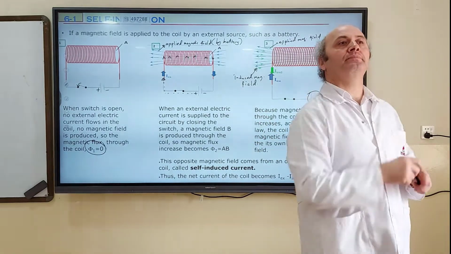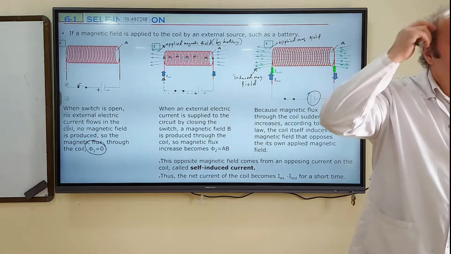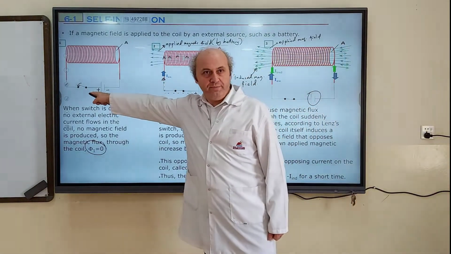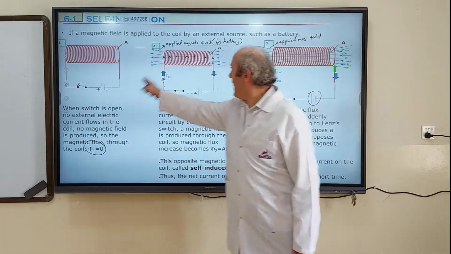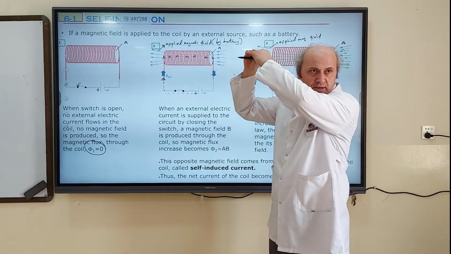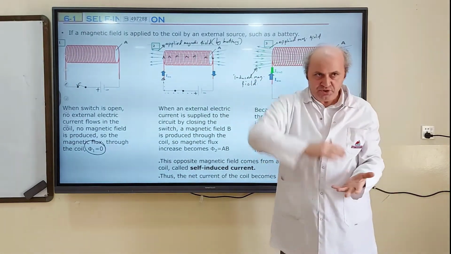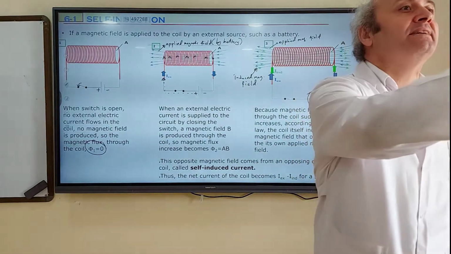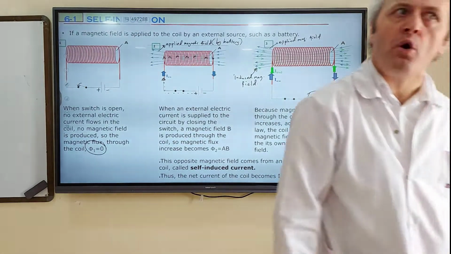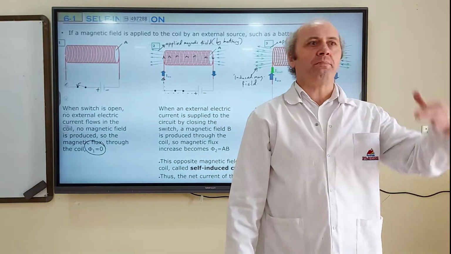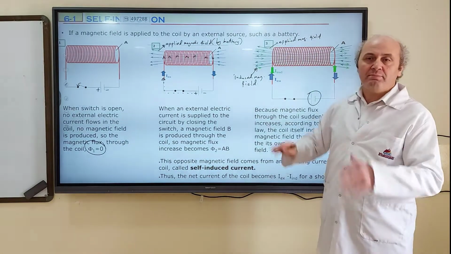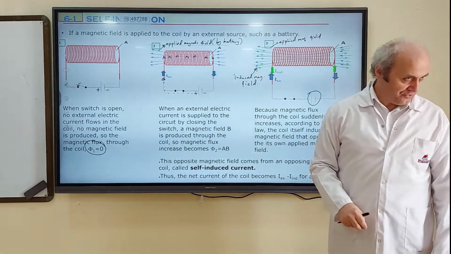Why are they in opposite directions? Because it's an increase. The magnetic field in the coil is initially 0, then increases to a number. If something is 0 initially and then grows, it increases. According to Lenz's law, the coil reacts to this increase and opposes it. How can we oppose an increase? By producing a magnetic field in the opposite direction. That's why this induced magnetic field and the applied magnetic field will be in opposite directions.